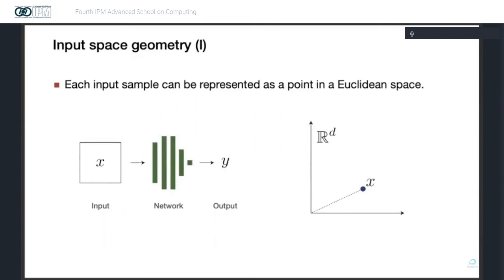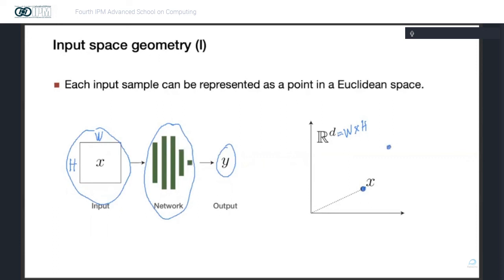Now let's see what I mean by the geometry, or more specifically by the input space geometry. Let's assume that we have a neural network, and as an input, it accepts images, and it spits out the predicted class. An input image to a neural network can be represented as a vector in a d-dimensional Euclidean space. For example, if the width of the image is w and the height is h, then d would be w times h. So one image, one input, would be just one point in this d-dimensional Euclidean space.